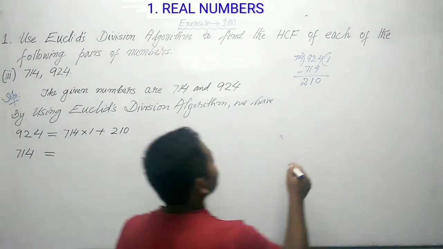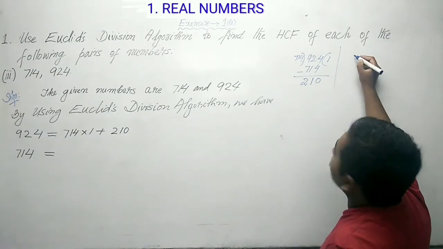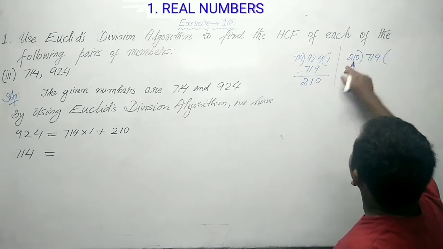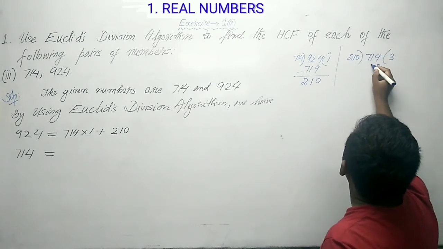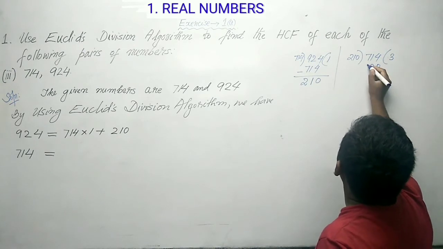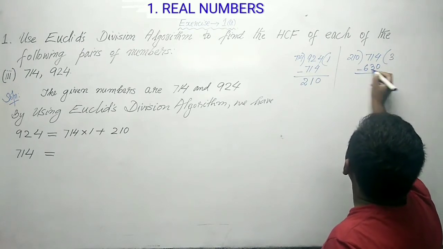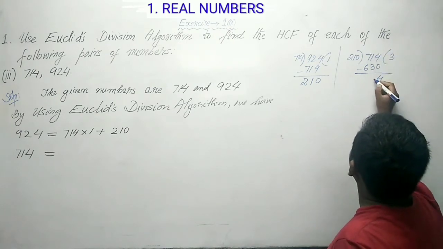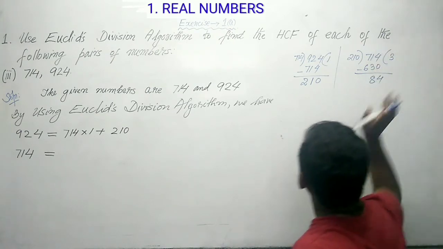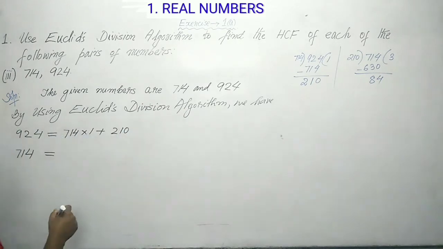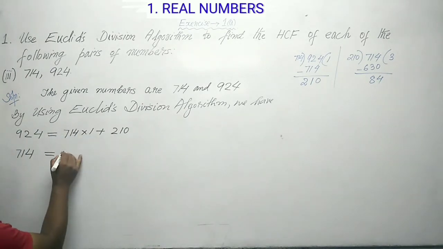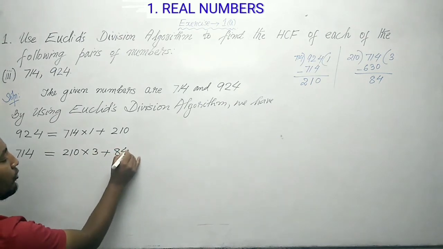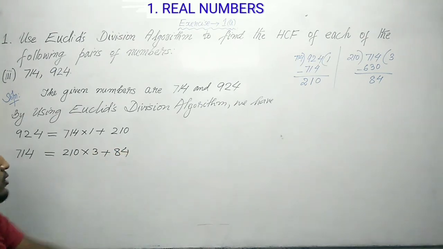Again, you have 210 divides 714. 210 3s are, let us try. 4 minus 0, 4. Carry 1. 11 minus 3, 8. 6 minus 6, 5. That's 84. So write down 714 in the form of 210 into 3 plus 84. Again, the remainder is not 0.